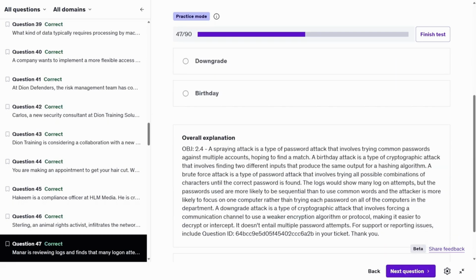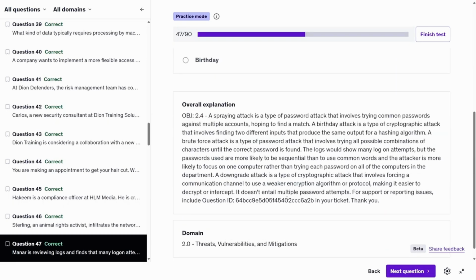A spraying attack is the type of password attack that involves trying common passwords against multiple accounts, hoping to find a match. A birthday attack is a type of cryptographic attack that involves finding two different inputs that produce the same output for a hashing algorithm. A brute force attack is a type of password attack that involves trying all possible combinations of characters until the correct password is found. The logs would show many logon attempts, but the passwords used are more likely to be sequential than to use common passwords, and the attacker is more likely to focus on one computer rather than trying each password on all of the computers in the department.